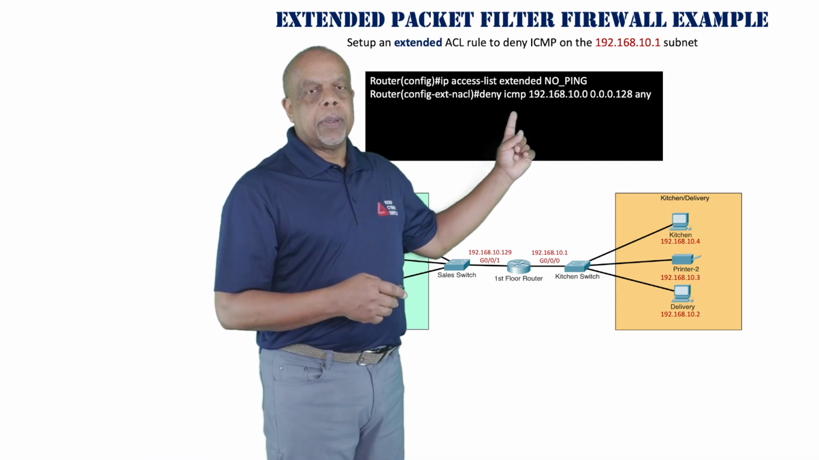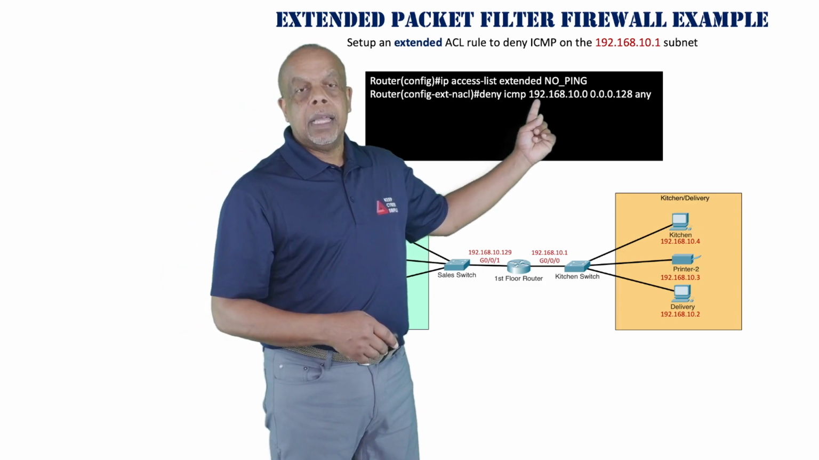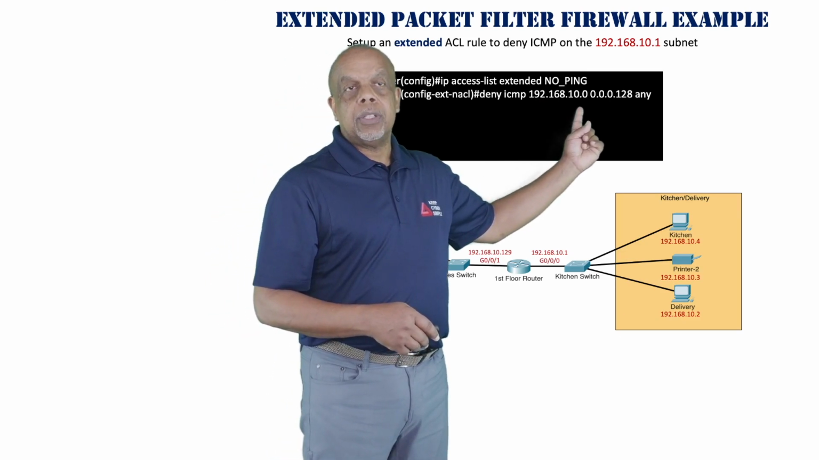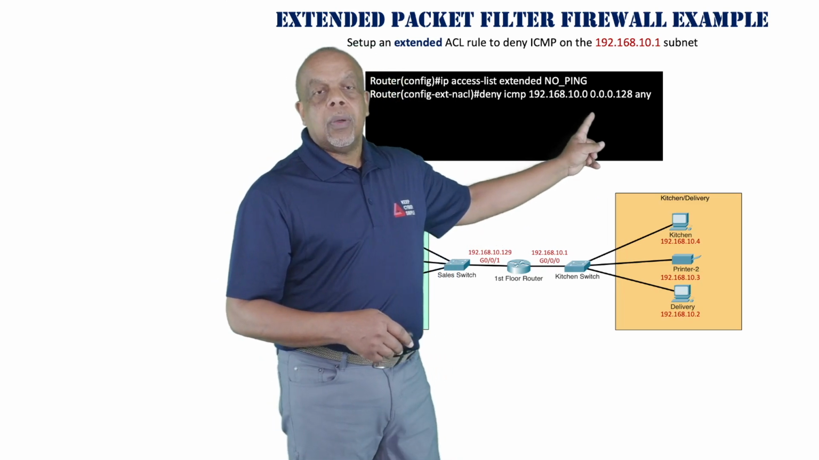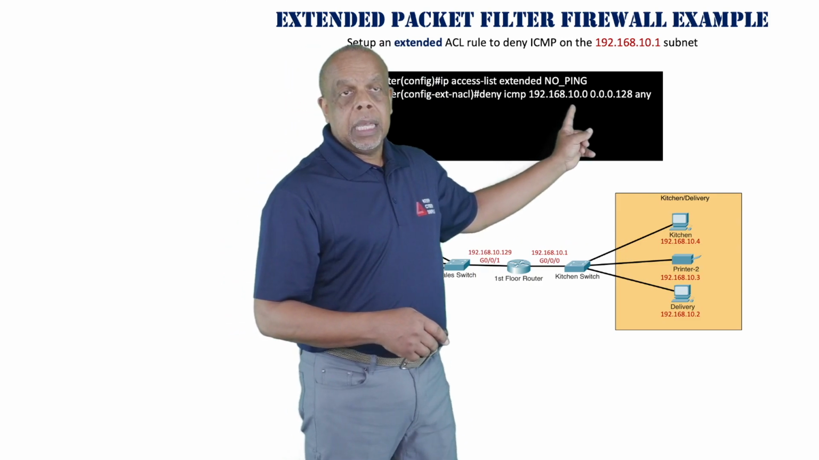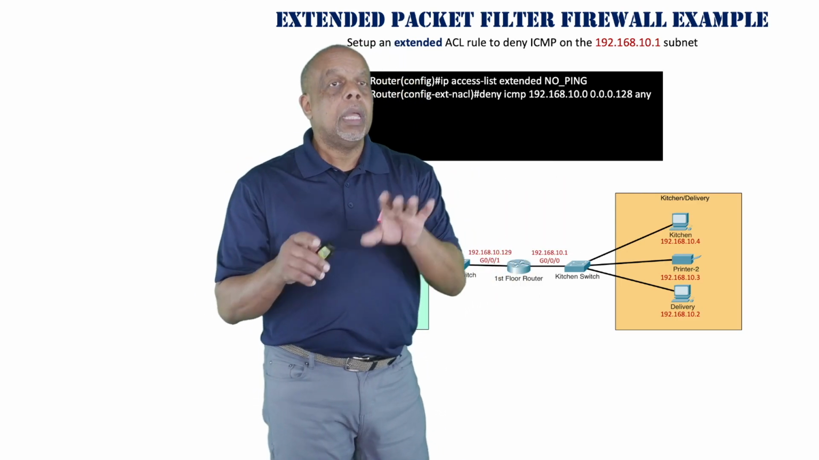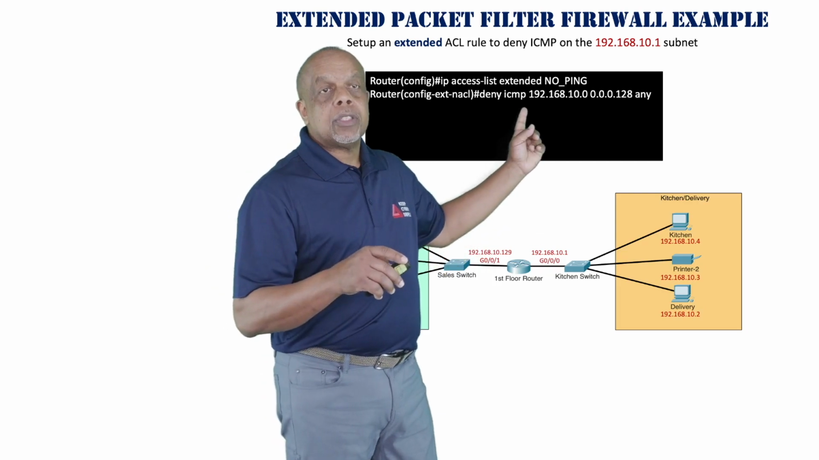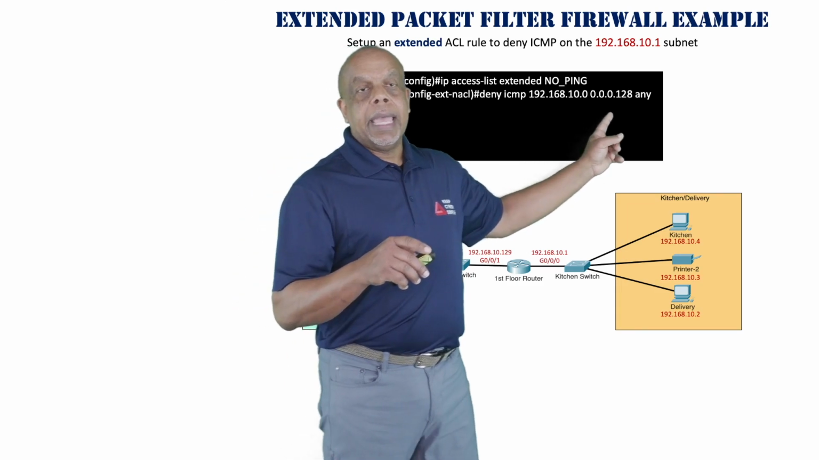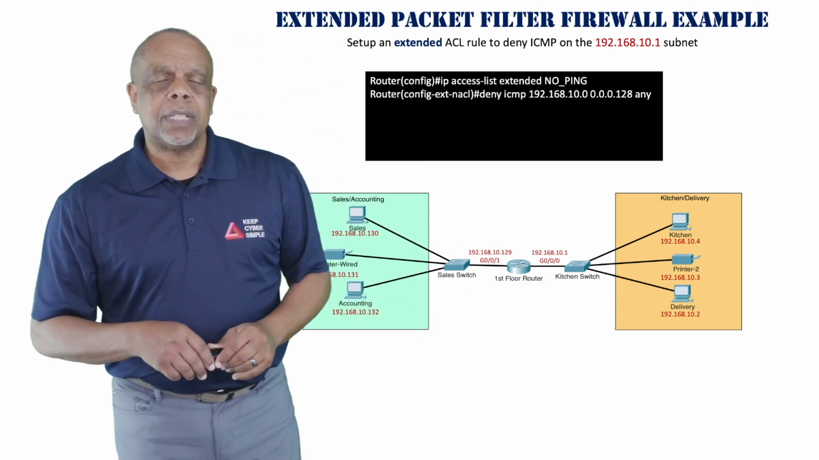And now here's where I type in the neat stuff. So I want it to deny the protocol ICMP, and I want it to deny it on 192.168.10.0. This is the IP. This is the network ID. If you remember from when we talked about subnetting, that's why subnetting is important, because this helps you understand this. So this is the network ID, 192.168.10.0, and I want to apply it with a subnet mask of .128.